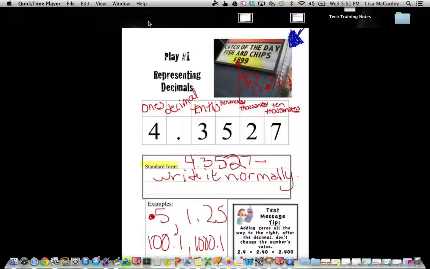Now, notice the text message tip that is written over here. Notice what it says. I'm going to highlight it a little bit. It says adding zeros all the way to the right after the decimal doesn't change the number's value. That should say doesn't. Okay, so for example, 2.4 is the same as 2.40 or 2.400. I can write zeros forever and ever and ever, and it will never change the value. I can write them on and on and on, and that'll still just be 2.4.